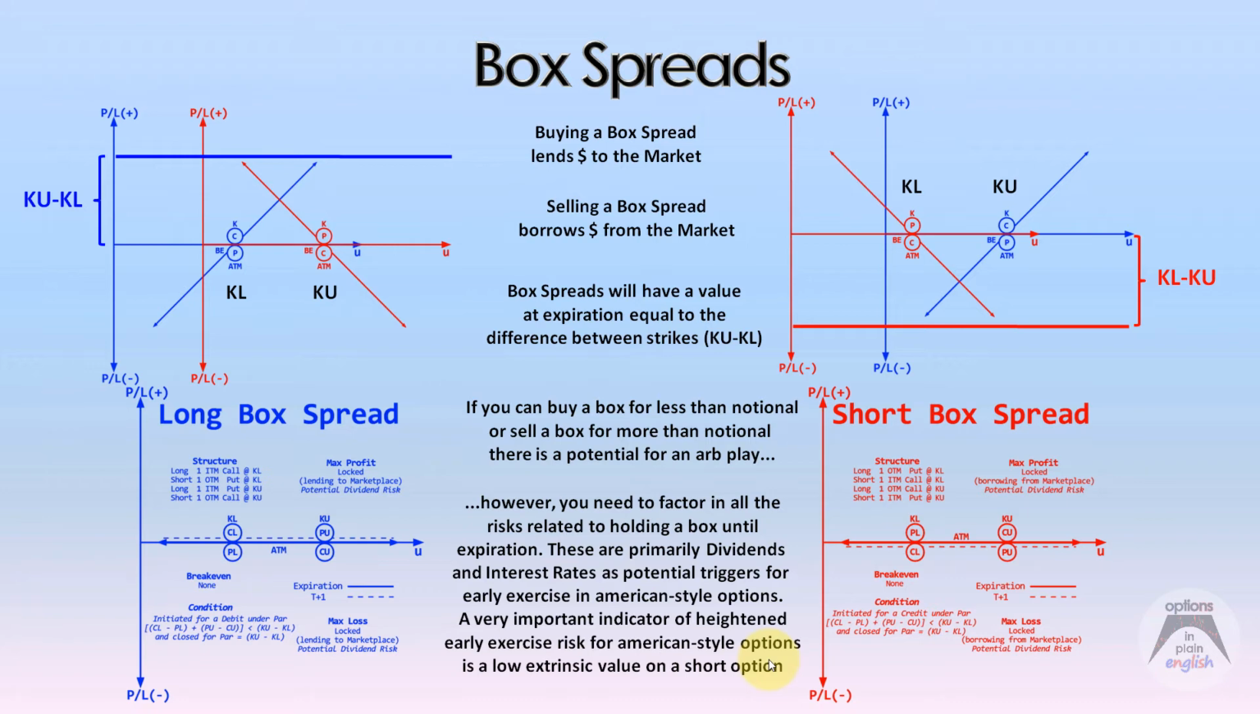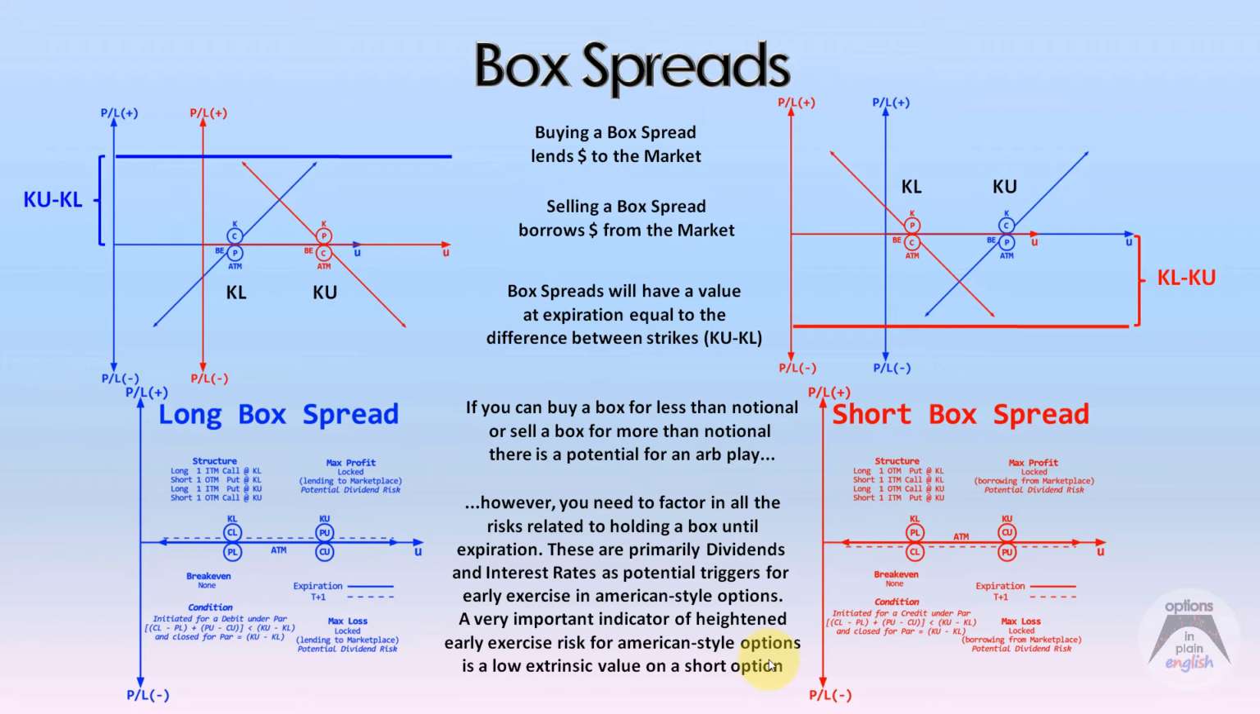Okay, so any option, this is not only for box spreads, but any option that you're holding and that is short, that has very little extrinsic value, and that is in the money, of course, is at risk for early exercise if we're talking about American style options. If we're talking about European style options, then there is no risk, of course, because those are only exercised at expiration.